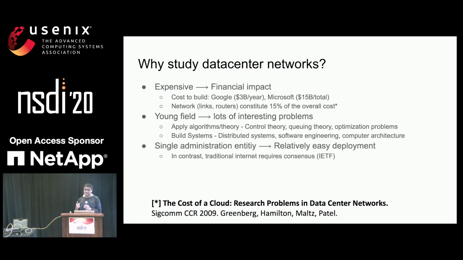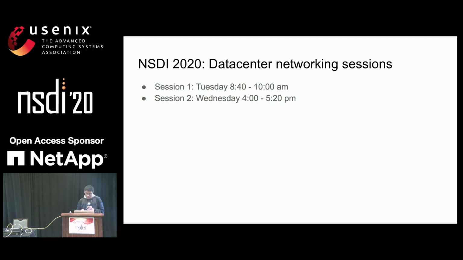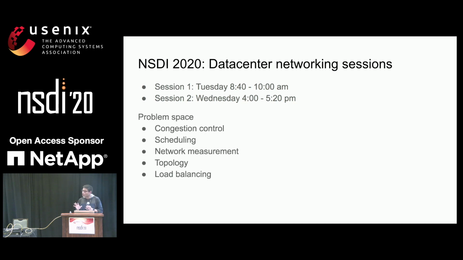Moreover, data centers are usually run by a single administrative unit, for example, a company. As a result, adoption of new ideas is easier compared to traditional wide area networking. Since data center networking is such an exciting field, we have 2 sessions in the conference. The first session is on Tuesday, 8:40 a.m. to 10 a.m. The second session is on Wednesday from 4 to 5:20 p.m. I'll now give an overview of some of the problems that contemporary research in data center networking deals with.